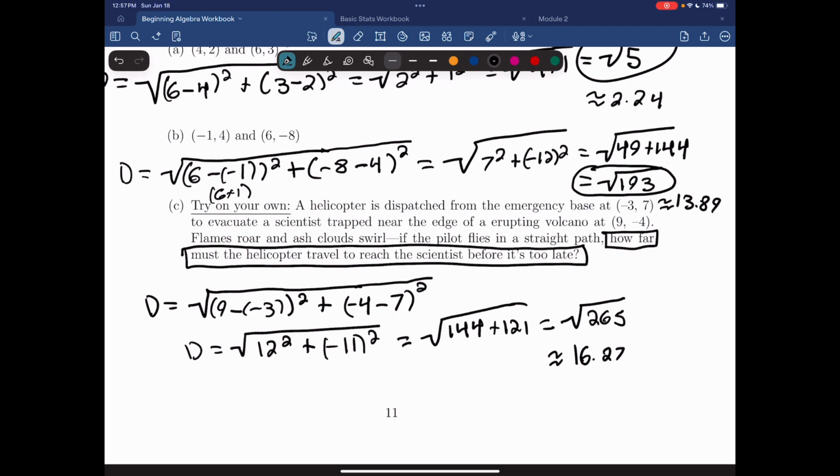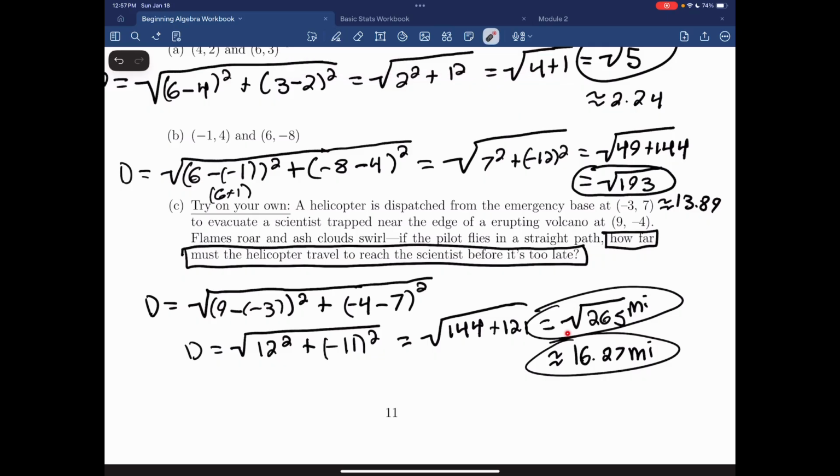This problem didn't really give units, but let's say it's in miles. If you were asked for the exact answer, the square root of 265 would be your exact answer, and your approximate answer would be 16.27 miles.